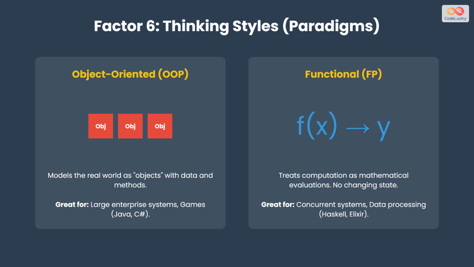Programmers also think differently. Some prefer object-oriented programming, where everything is modeled as an object. This is great for large enterprise systems. Others prefer functional programming, which treats code like mathematical formulas. This is excellent for data processing and keeping bugs to a minimum. Different languages enforce these different ways of thinking, catering to different types of problems and developer preferences.